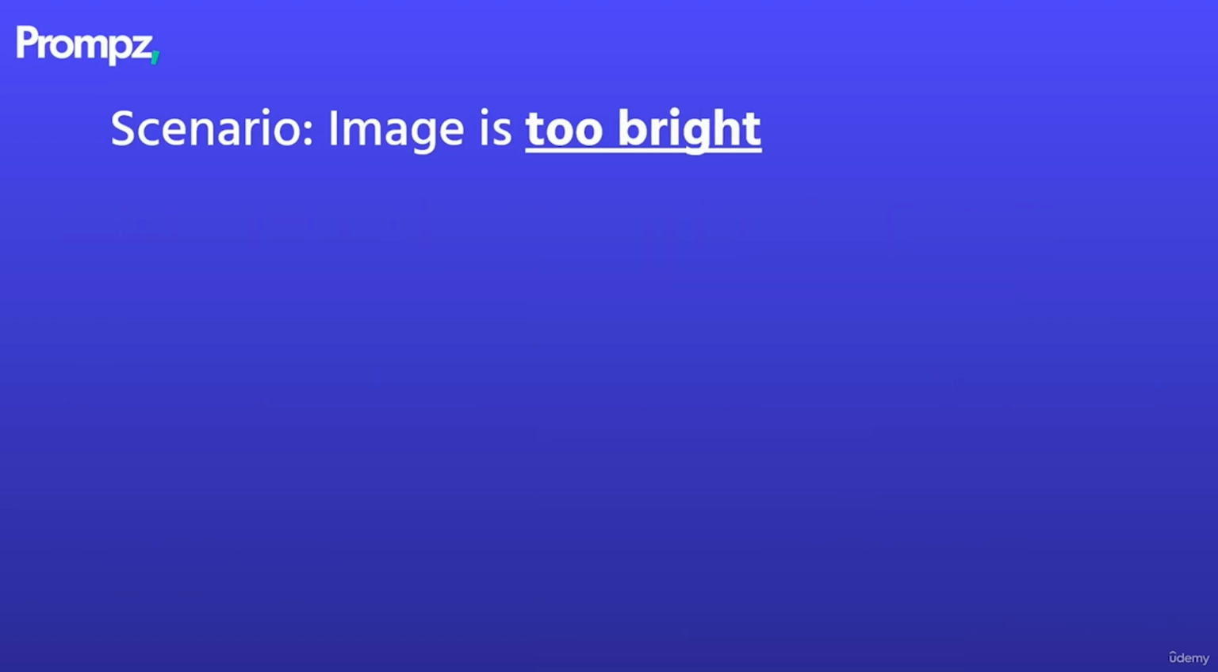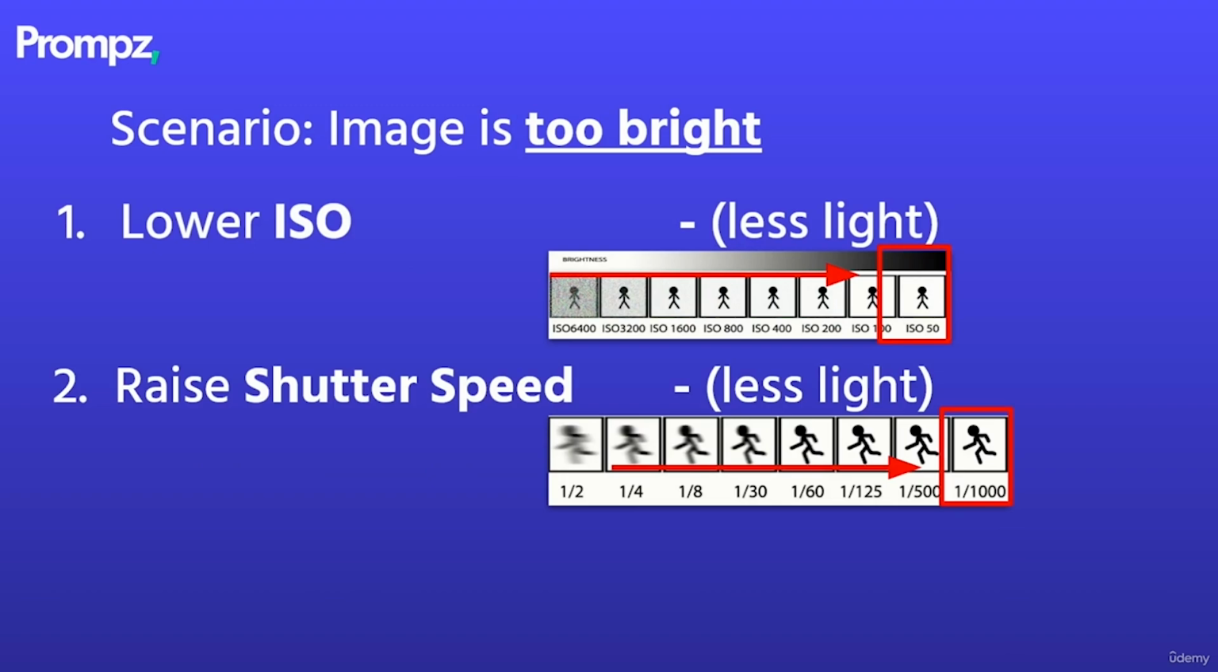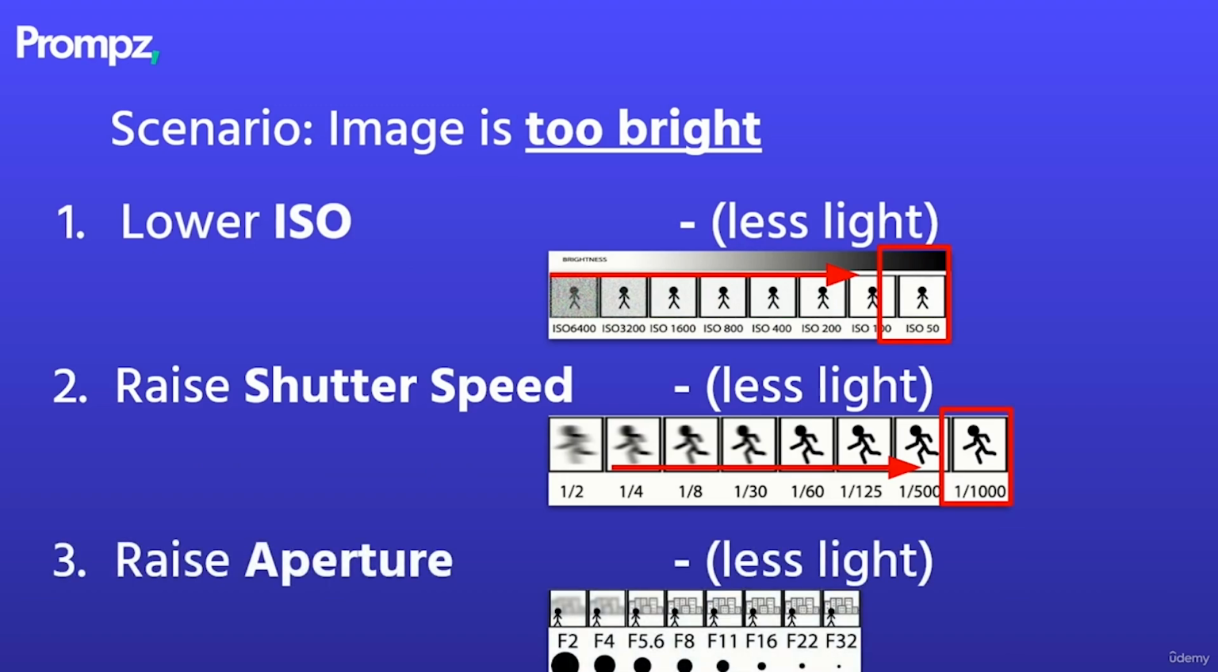Is your image too bright? Lower your ISO first, since you have ample light. If needed, speed up your shutter. As a last step, raise your aperture if the shot isn't a close-up portrait.